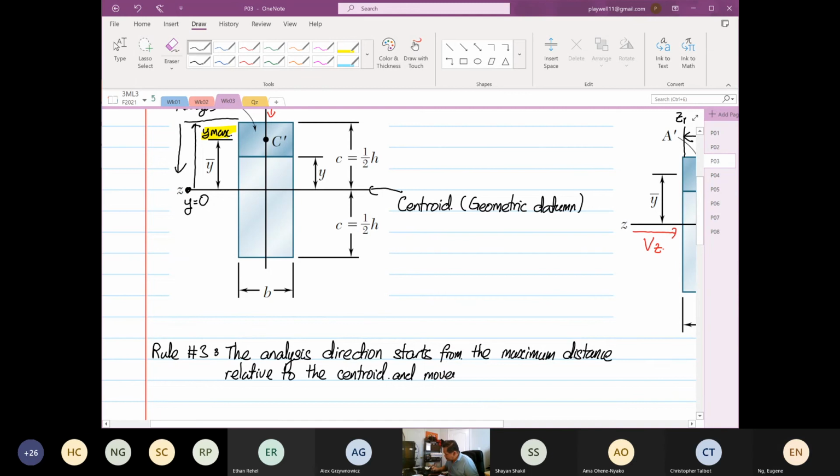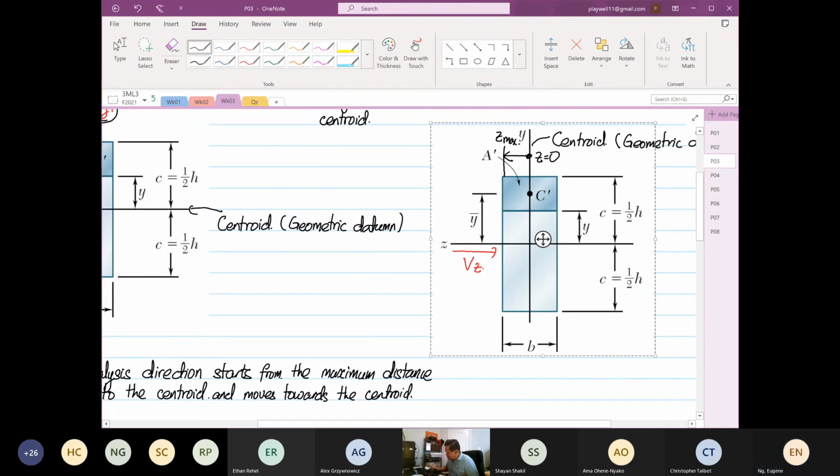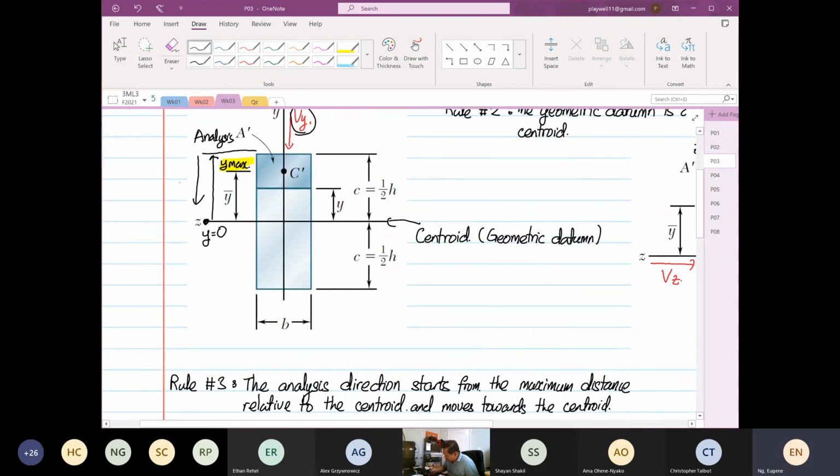So it starts at the maximum relative to the centroid and moves towards the centroid. Likewise, if it's in the Vy direction, the analysis direction is this way. It starts from Y maximum, so this is the analysis direction. Likewise, over here, this arrow is the analysis direction.